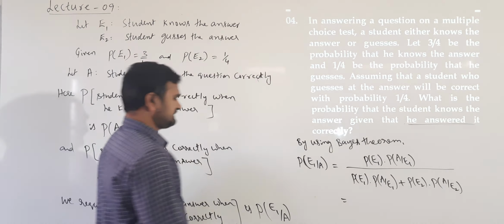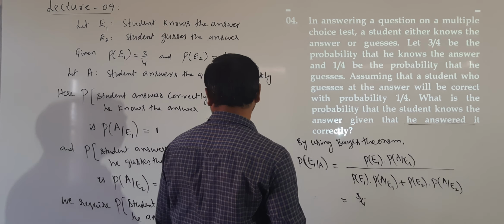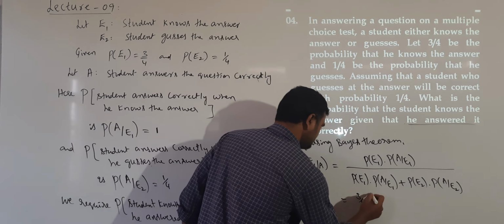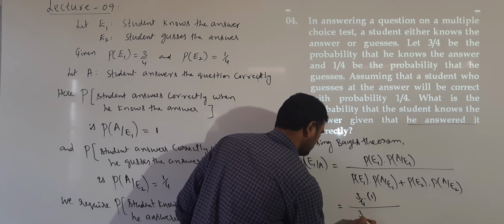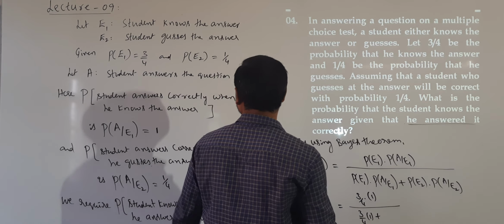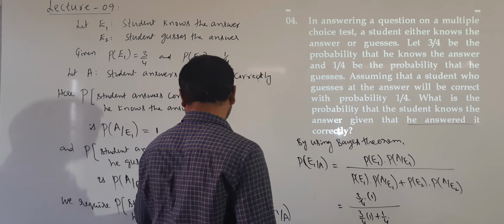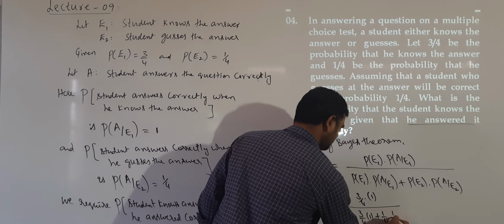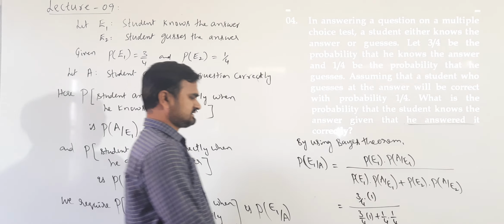So probability of E1 is 3/4 into P of A given E1. When he knows the answer, he will answer correctly always. Divide by 3/4 into 1 plus P of E2, which is 1/4, into P of A given E2, which is 1/4. Okay, let us simplify it. We will get the answer.